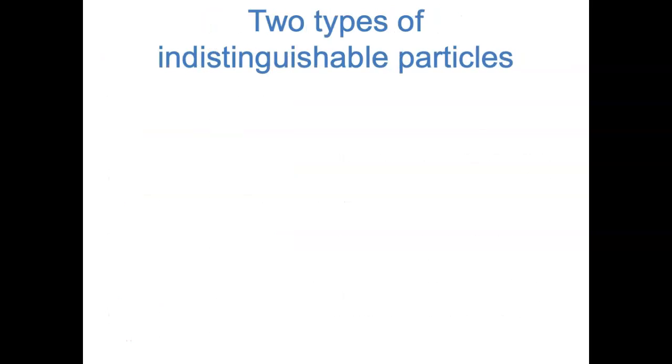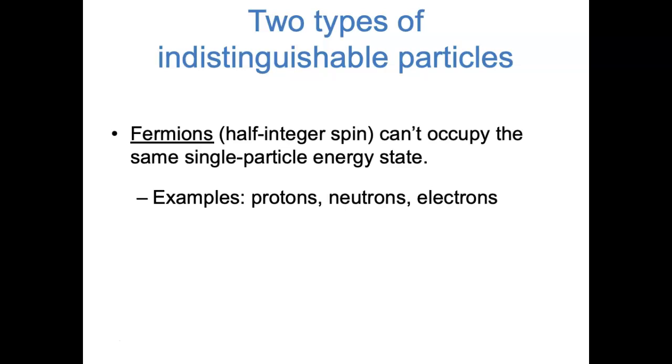Okay, now we're ready to think about indistinguishable particles, particles that can't be individually labeled. We'll start by defining the 2 classes of indistinguishable particles. The first are fermions. Our focus here isn't on particle physics, so we won't go into too much depth, but what you should know is that fermions have half-integer spin, and they can't occupy the same single particle energy state. Examples of fermions are protons, neutrons, and electrons.